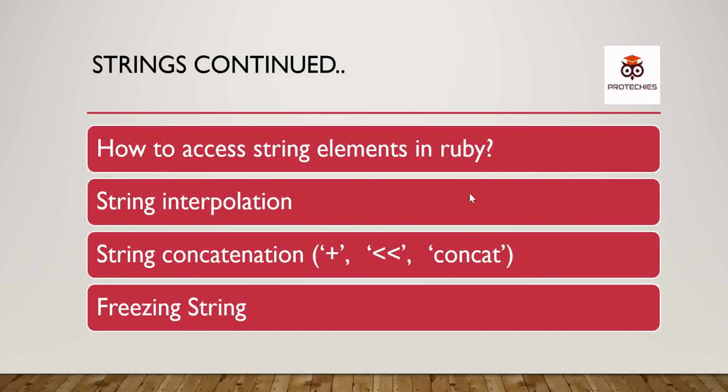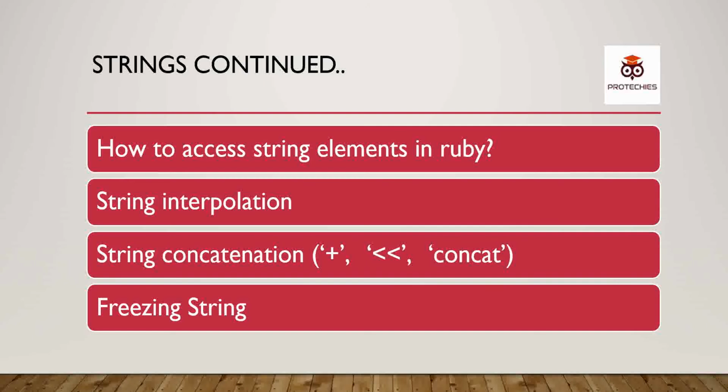And we will also understand how we can do string interpolation. If you want to put some variable inside the string and you want to print that string, how we can do that, we basically call that string interpolation, and we will do that. And then if you want to join two strings or three strings, how you can join, we'll also be understanding that. And the next point is freezing the string.